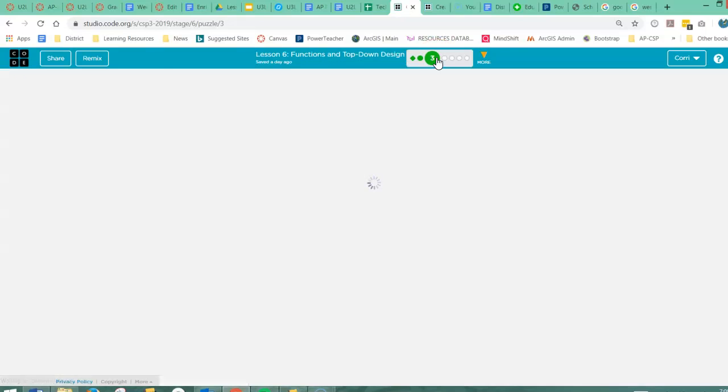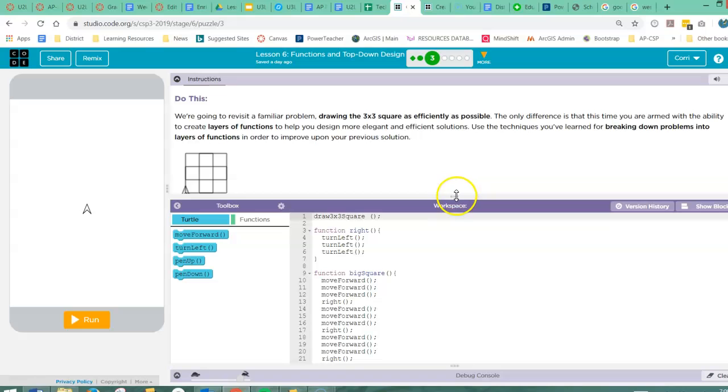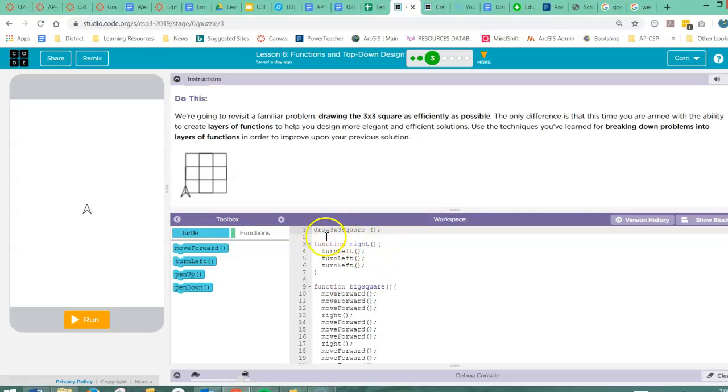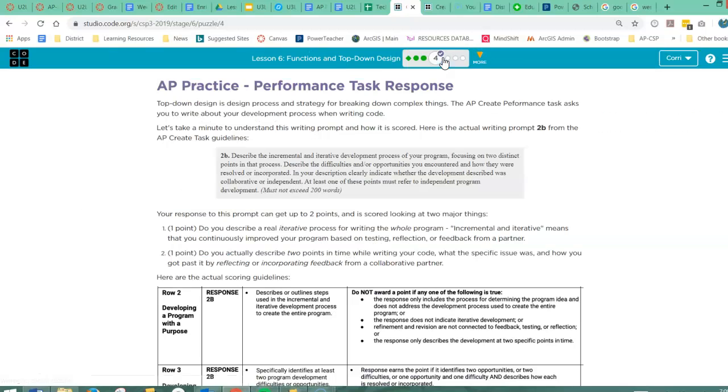So going through and creating the code here, you're going to take that same idea and work at making a 3x3 square using that same sort of design. How many different layers of functions can you use? How can you break down the problems into smaller chunks in order to solve it? What I really want you to look at, though, is section 4 here. Once you get done with those bubbles, 4 is going to have you practice a little bit of your response for the AP performance task for the create response.